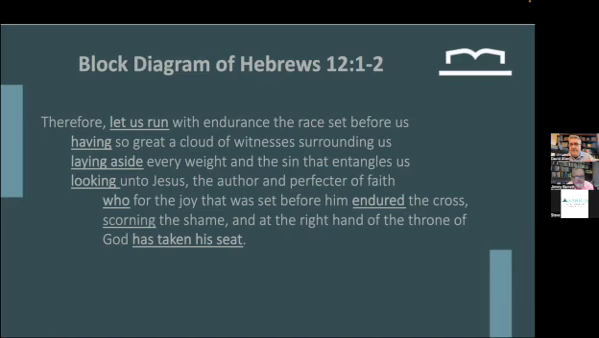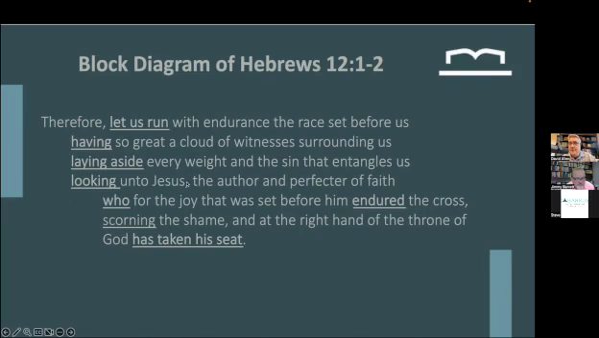Now, you don't have to try to find an outline. The text itself gives you the outline. See, here's your main point, therefore run. Here are 3 ways to do it, all indicated by three parallel participles in the Greek text. And then you are to look unto Jesus.